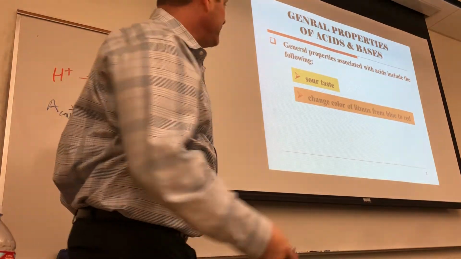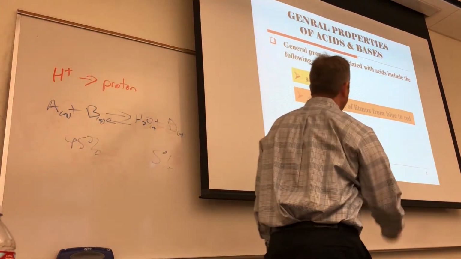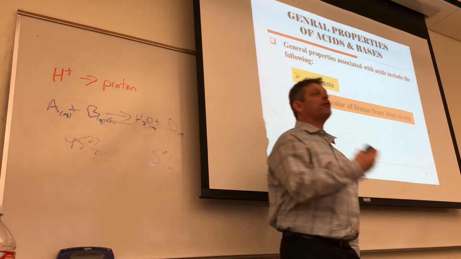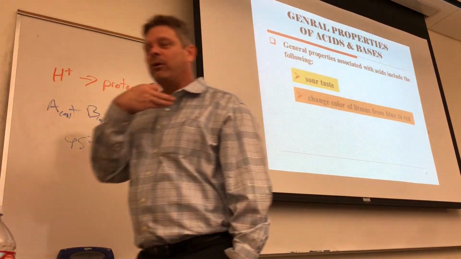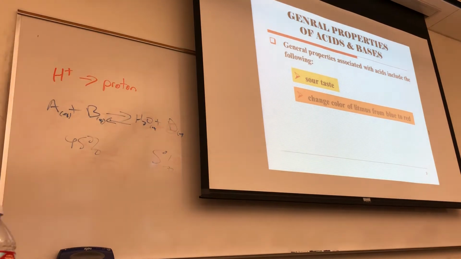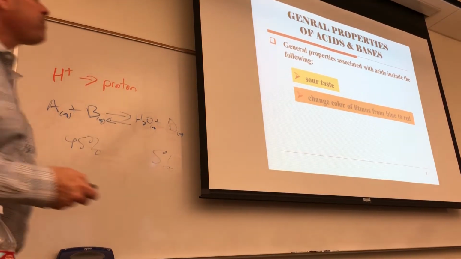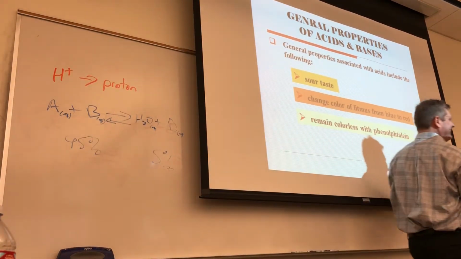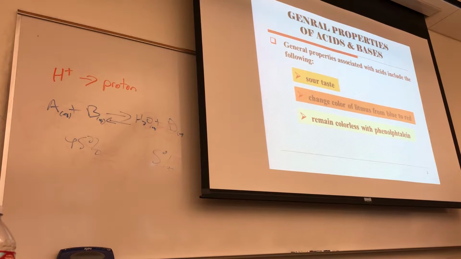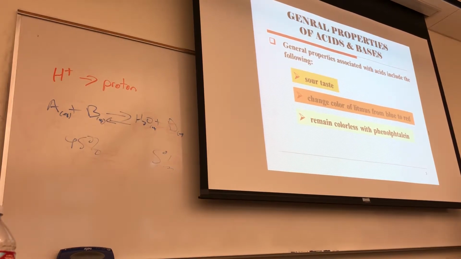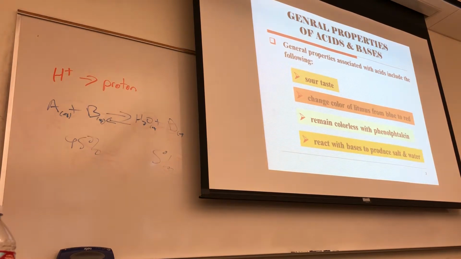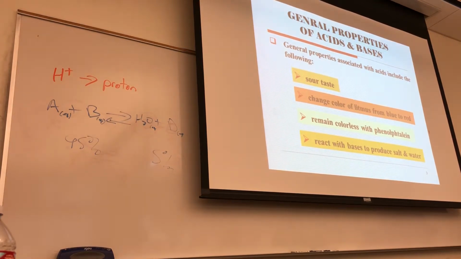But just for simplicity, I think we have little blue-red papers. If I put a blue in there, it will change that color from blue to red if it's acid. So if it's base, which I'll do real quick next, then of course, if it's blue, it stays blue. If it's a red one, it changes to blue. They remain colorless in phenolphthalein. Brought up earlier, right? Phenolphthalein in an acid is colorless, in a base it's pink. We saw that. And lastly, they react with bases to produce salt and water.